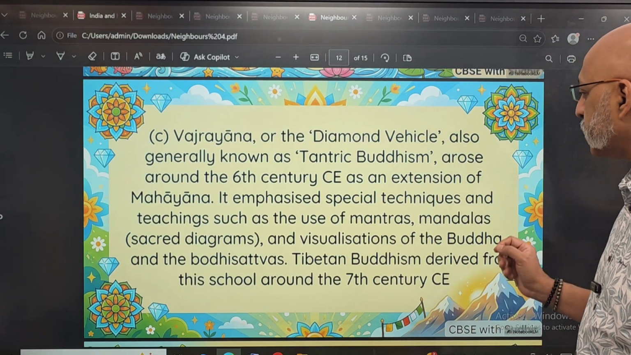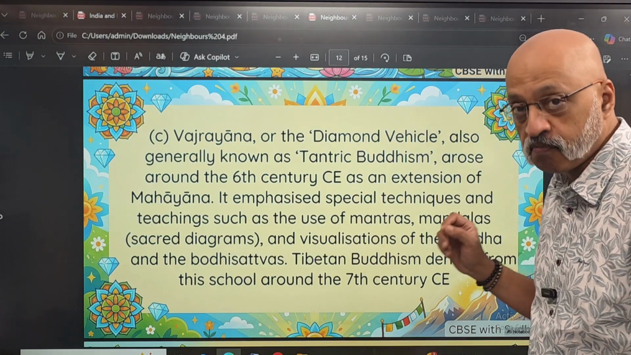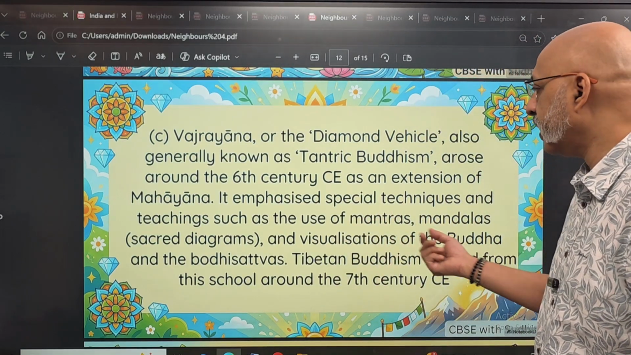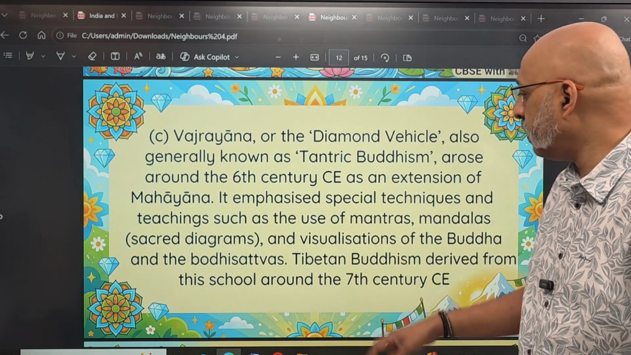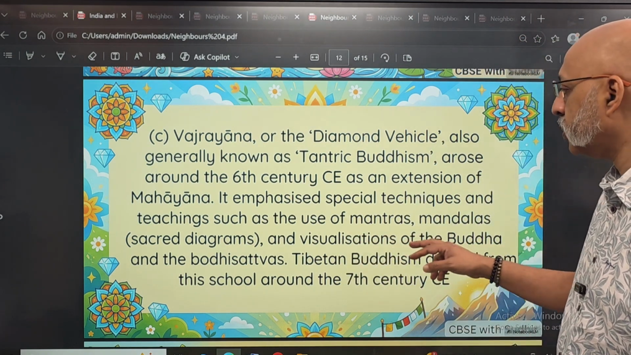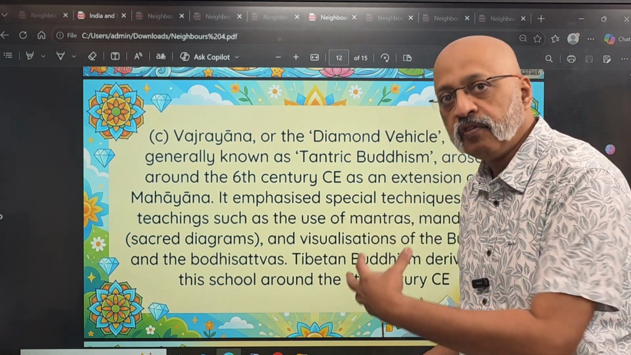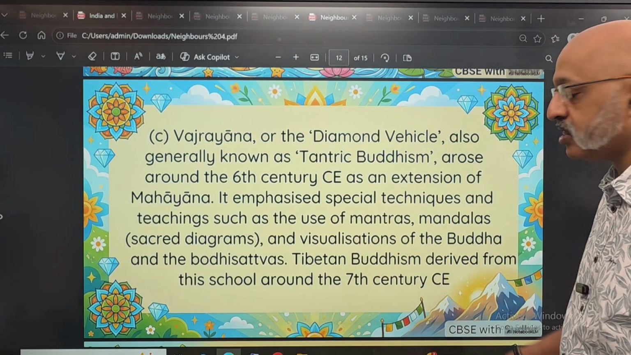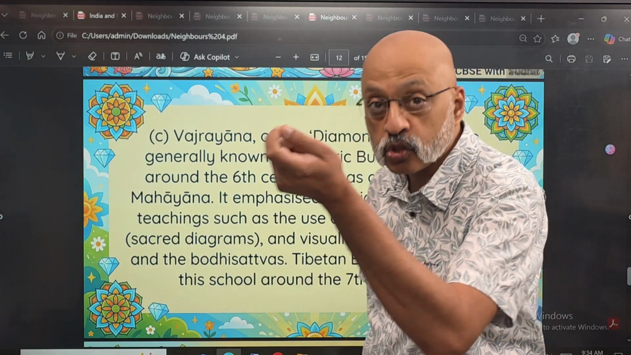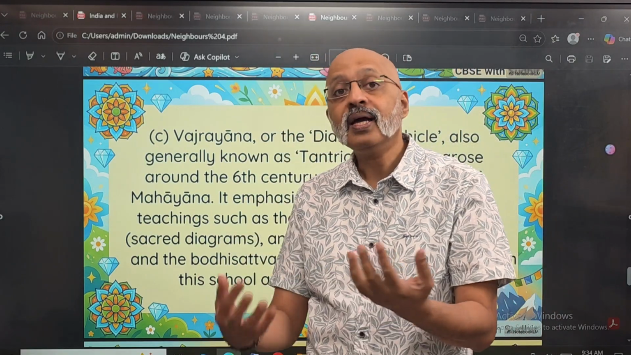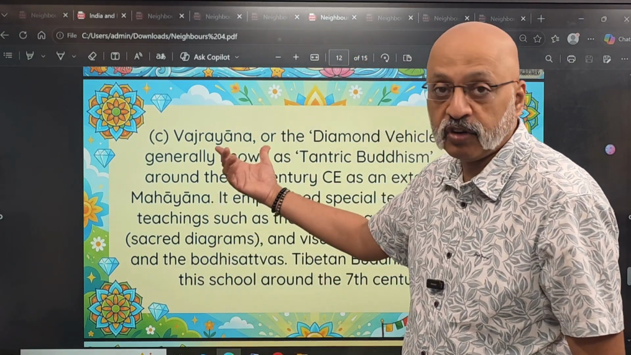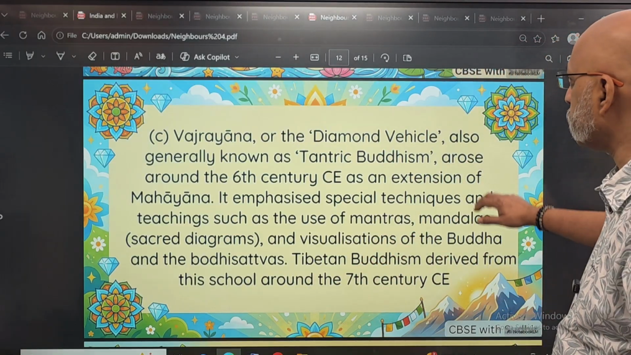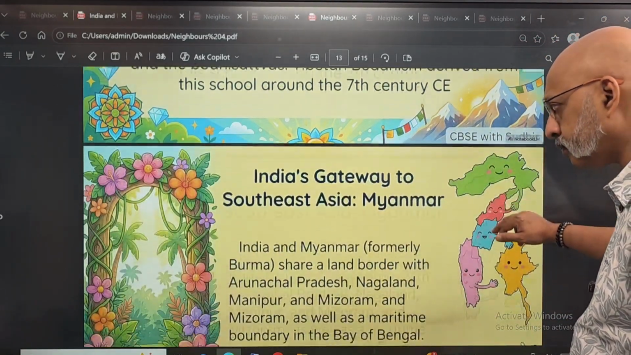It emphasized special techniques and teachings such as the use of mantra. So it became more vocal, with mandalas, sacred diagrams which were made, and visualizations of the Buddha and the Bodhisattvas, the various followers. Tibetan Buddhism derived from this school around the 7th century CE. So you have His Holiness the Dalai Lama in Tibet, that is essentially following the Vajrayana in Tibet. So these are the three different schools as far as Buddhism is concerned.